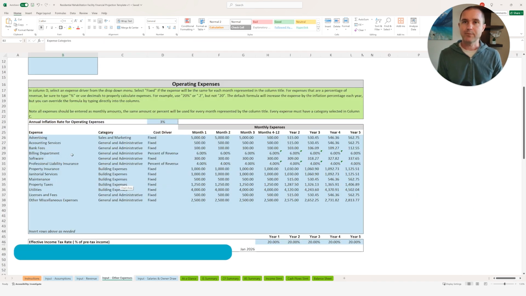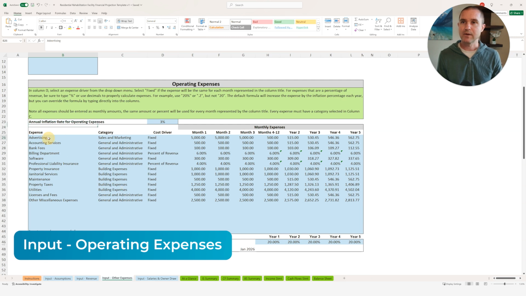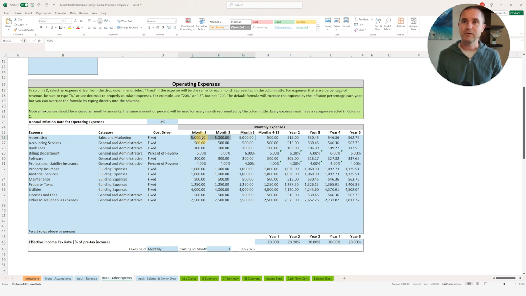Okay, here is our operating expense tab. So we can see maybe in the first handful of months, we are spending more on advertising. So $5,000 a month on advertising for the first 3 months. And then maybe we stabilize at a $500 a month budget for that. We have accounting services, bank fees. We have a billing department.